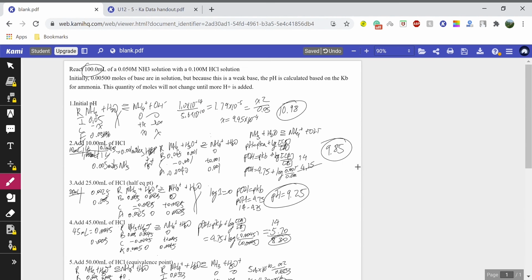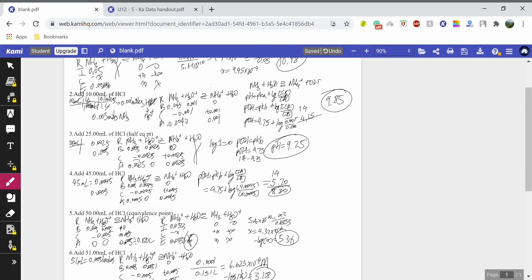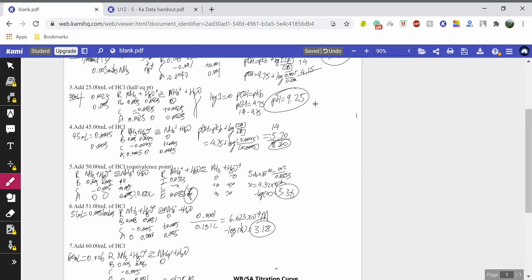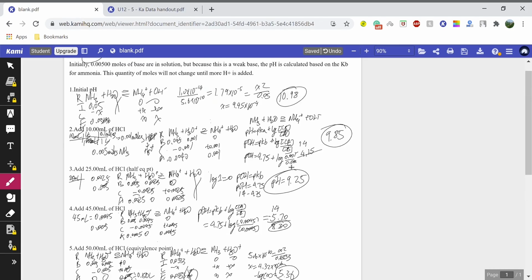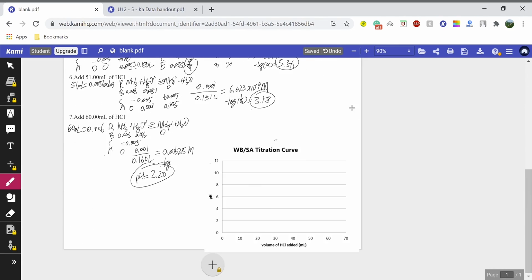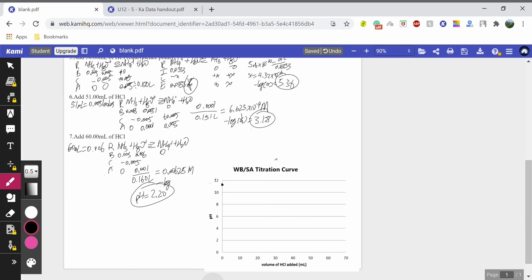So let's see what we have here. We start off with a pH of 10, and as we add more and more HCl into it, the pH decreases, and at the equivalence point we have a pH lower than 7, which makes sense because we have a weak base and a strong acid. And let's see, initial is 10.98, so when 0 is added it's going to be 10.98, so around here. And then when we add 10, we have 9.85, so around here.